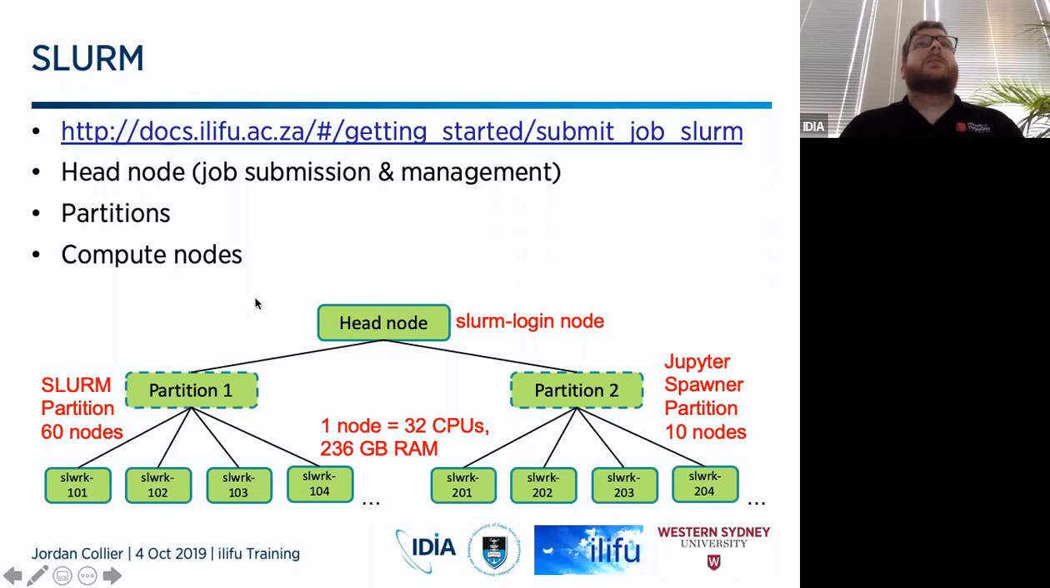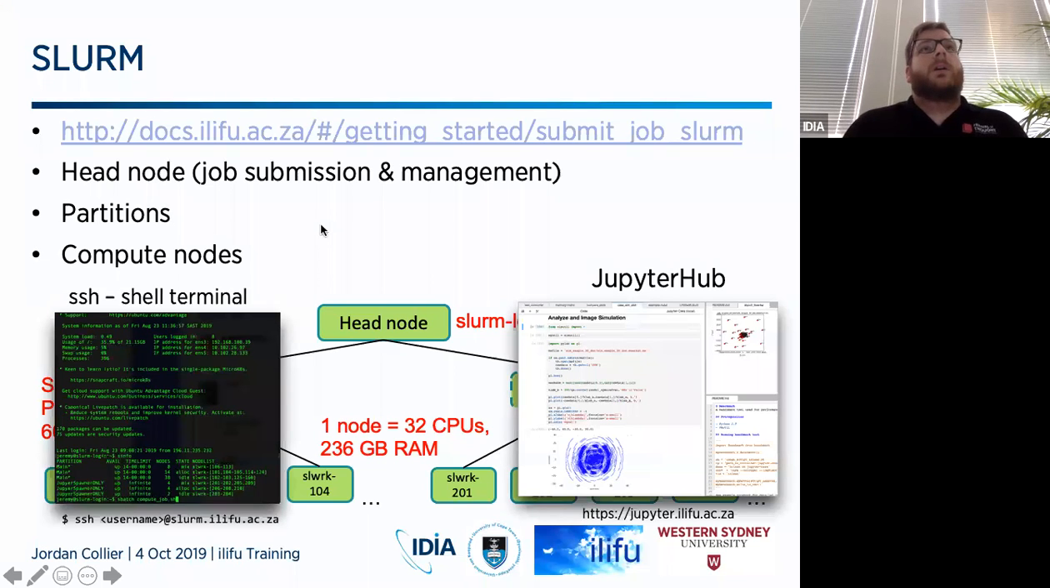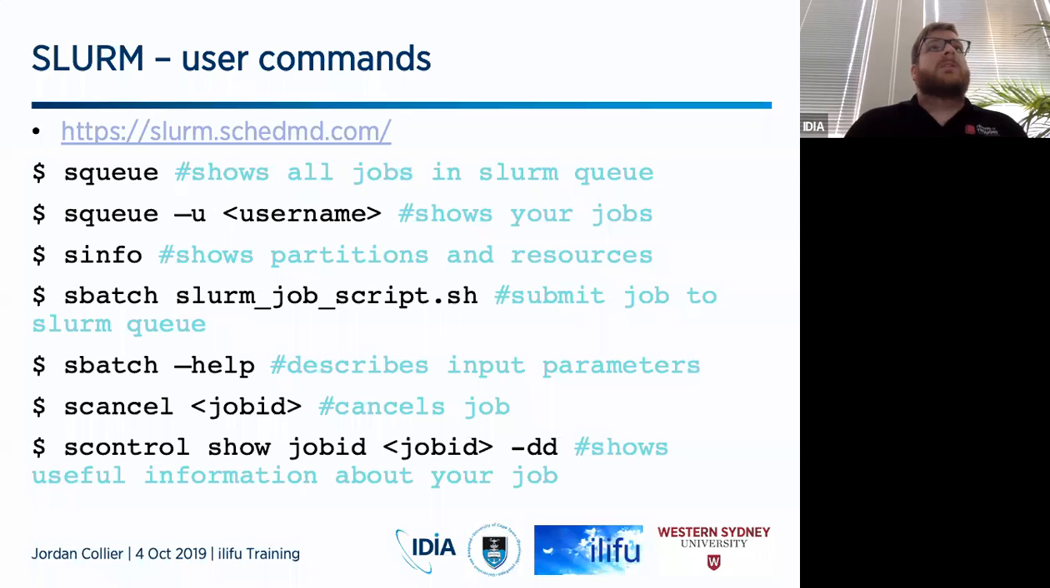Yeah, so as Jeremy mentioned, the head node is what manages the job submission and the jobs themselves, which will go to one of the partitions, either the SLURM partition, which is actually a few partitions, or you're using Jupyter, and in the background, this is all being managed by SLURM. And as Jeremy said, one is JupyterHub and the other is SSH.